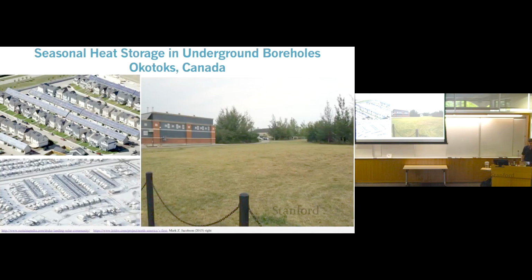This is in Okotoks, Canada. In 2004 and 5, there were 52 homes built with solar collectors on the roofs of their garages, as you can see in the top left. And those solar collectors contain a glycol solution. So during the summer, when the days are long, sunlight hits the glycol solution, it heats up. That solution is then piped to this building on the right, and the heat is transferred to water. The water is then piped under this field.